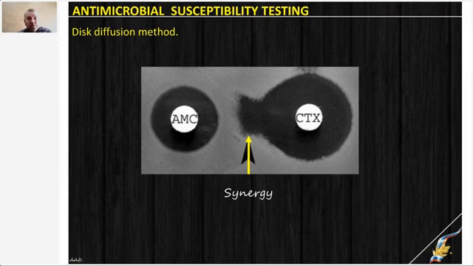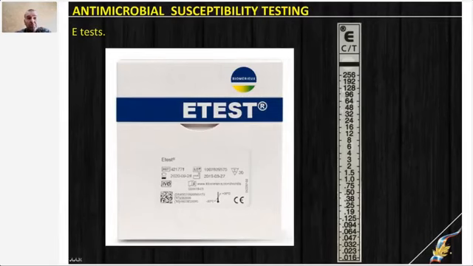Results depend on the scale, and we cannot check the quality of a scale. So that's why nowadays we have epsilon tests, or E-test. It is commercially available, again, a synthetic paper strip with an already pre-printed scale. And the major idea of the test, it's not a simple scale.